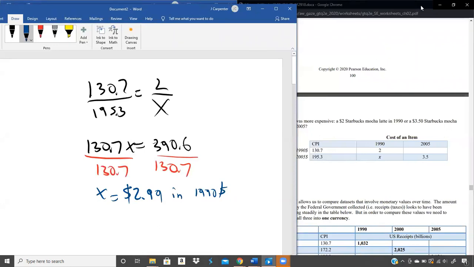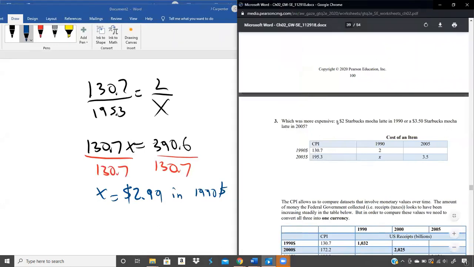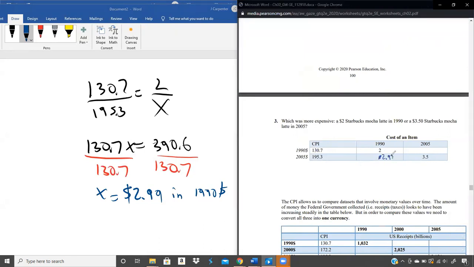Well, we want to know which one is cheaper this time, right? No, they said which one's more expensive. So which one was more expensive? Well, it's the higher one. So it's the 2005. So again, this x is now $2.99. So the more expensive one is the greater. All you're doing is comparing this number to this number and you're looking for the bigger one. That's it. 3.5 is bigger, so that says that the latte costs more in 2005.